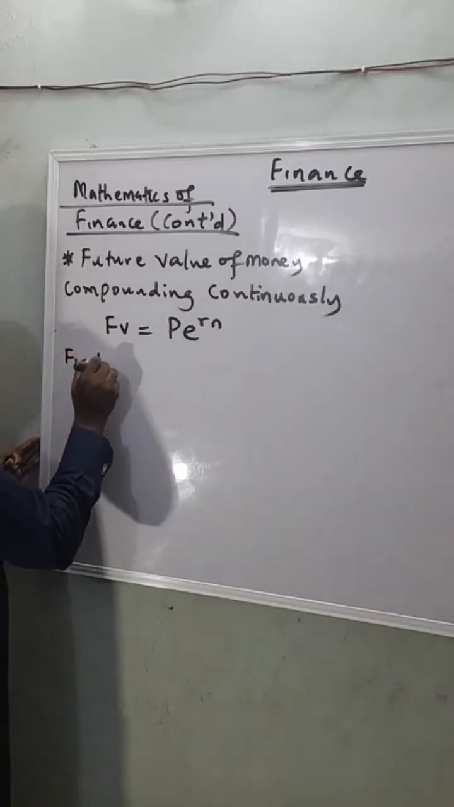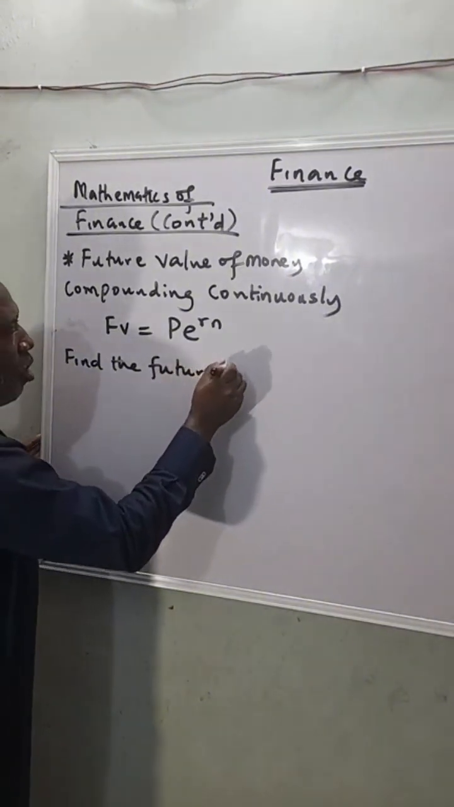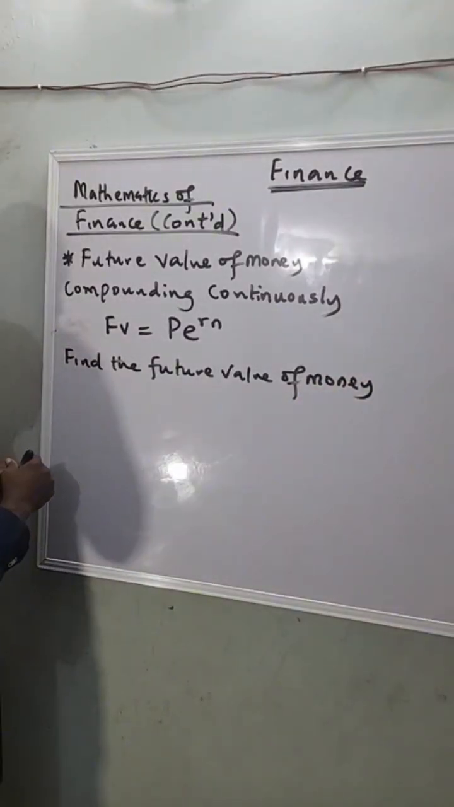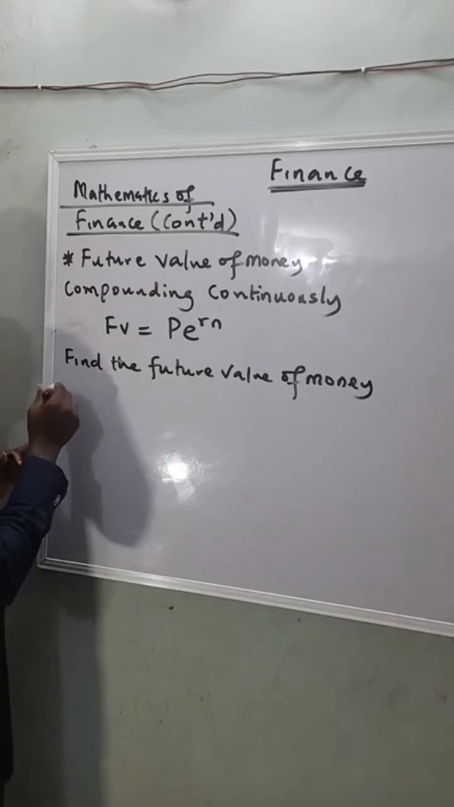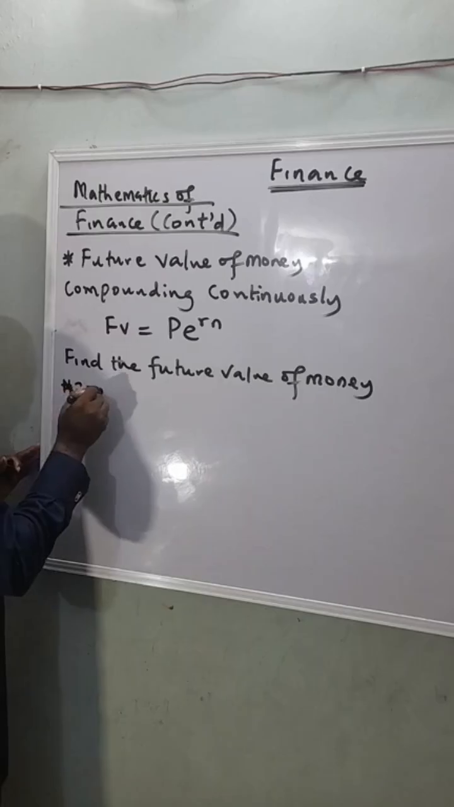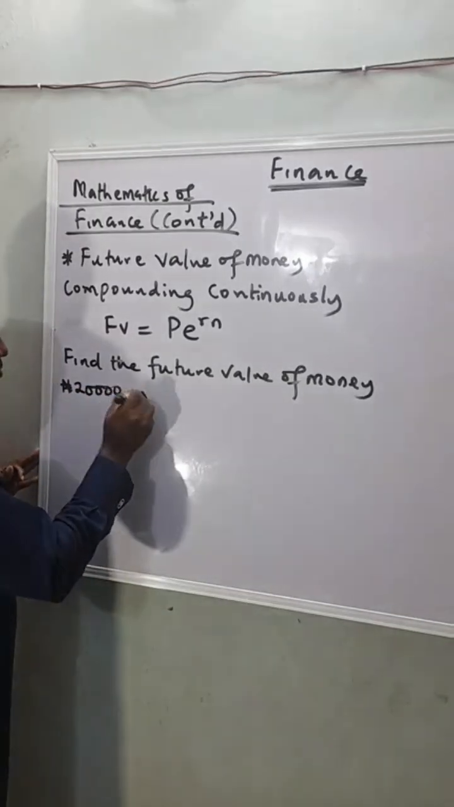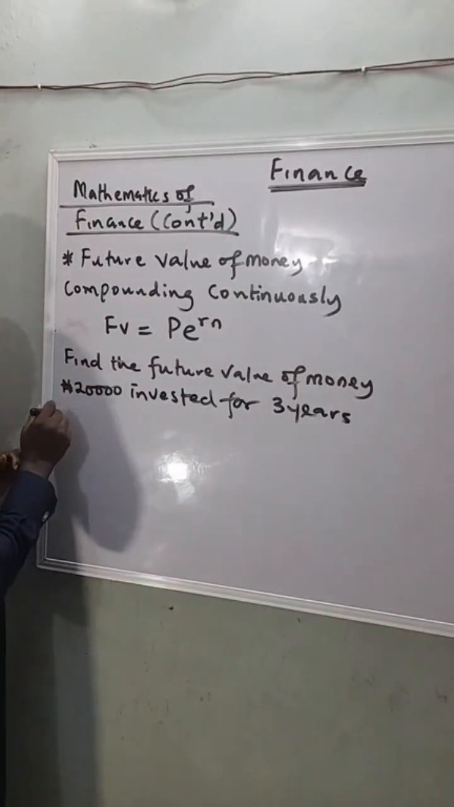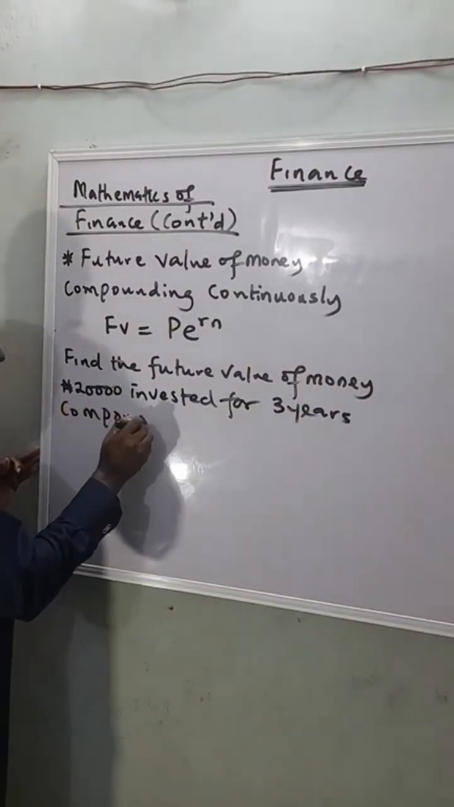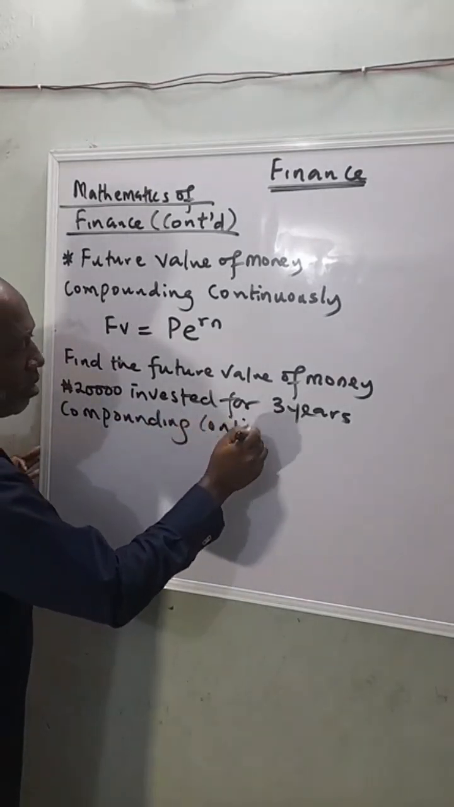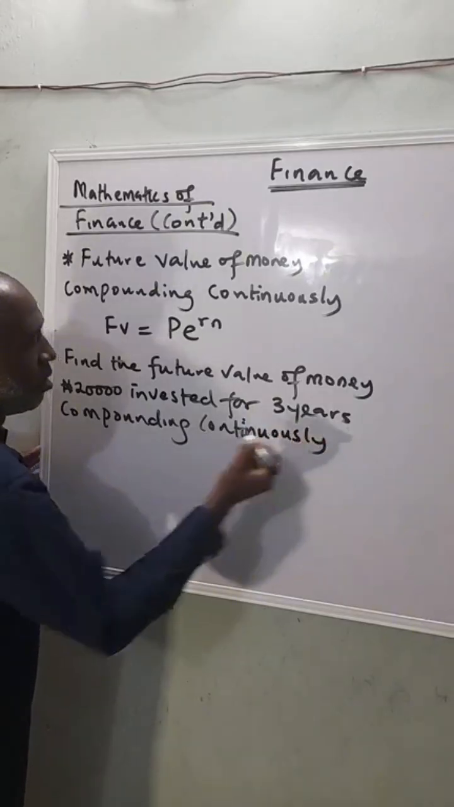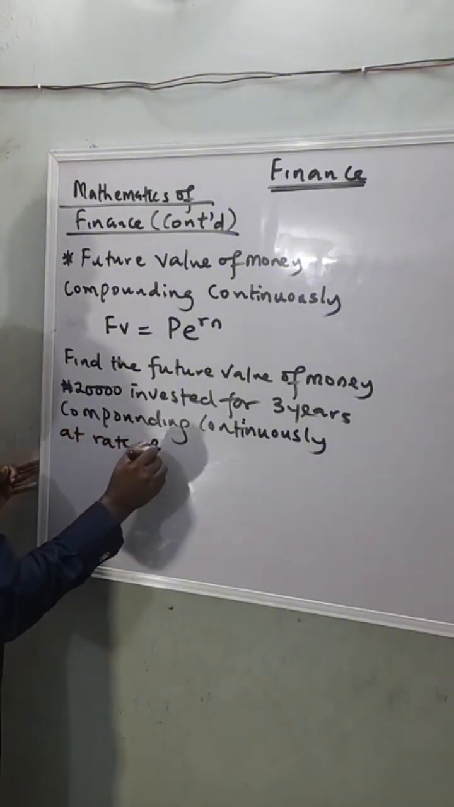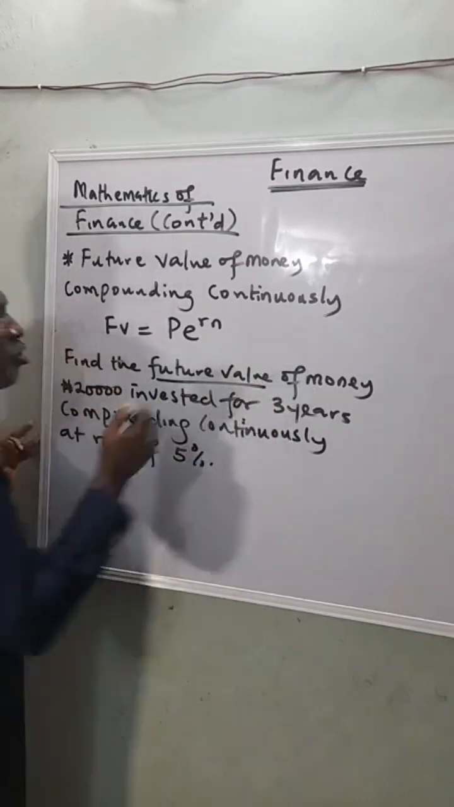If the question says, find the future value of money, maybe 20,000 naira invested for maybe 3 years, compounding continuously at the rate of 5%. You are expected to find the future value of money.